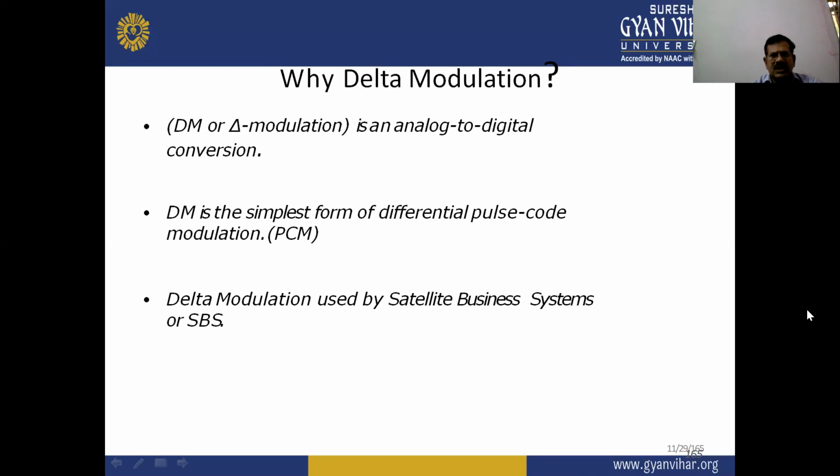Why do we need delta modulation? Delta modulation is an analog to digital conversion, or delta modulation is a simple form of differential pulse code modulation, PCM. So delta modulation is used by the satellite business system, or SBS.